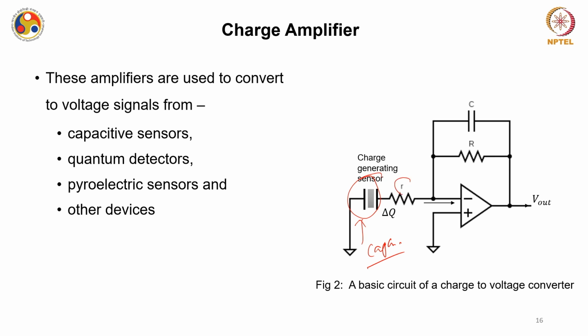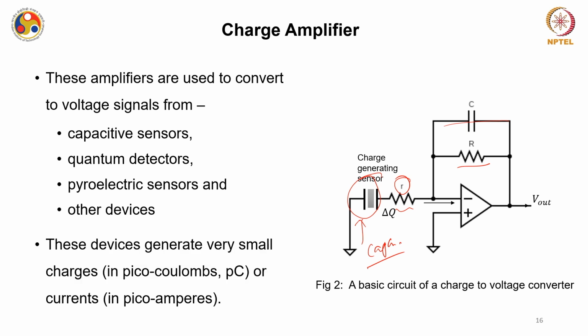It is connected through this small resistance r, which is a small value, to this capacitance, and there is a feedback resistance also in parallel. So this is a typical charge to voltage converter, or a charge amplifier. These devices generate very small charges, maybe some picocoulomb or something like that.